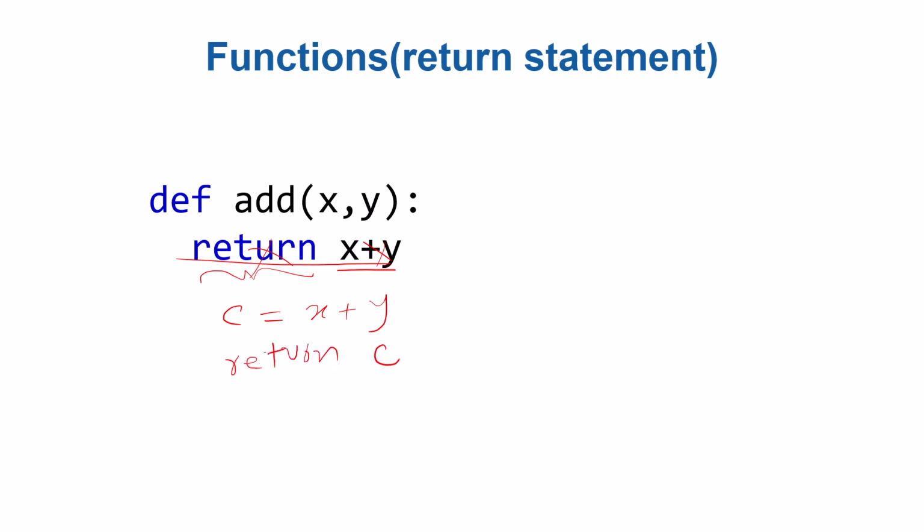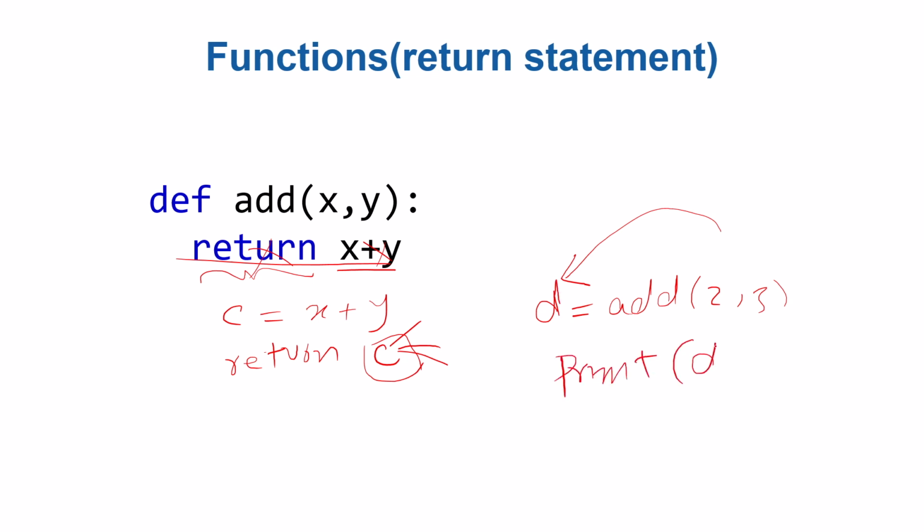What will happen is wherever you have called this function, d equals add, let's say 2, 3, now this value c, which in this particular case is 5, that value will be returned in d. And all the properties of this variable are returned in d. So just like this, c is copied in d, and this is available further, whatever you want to do with this d. Okay, so yeah, so return statement is there.